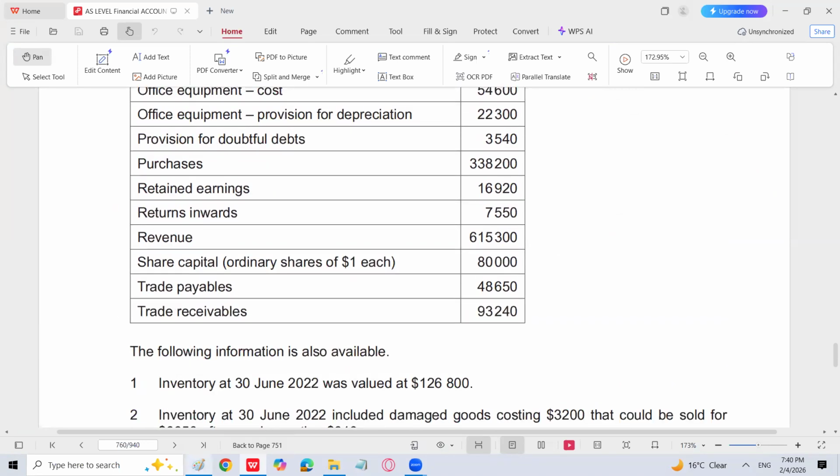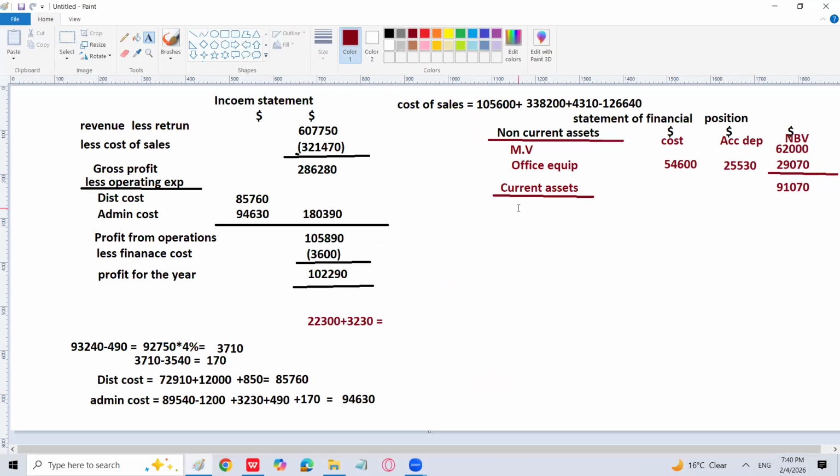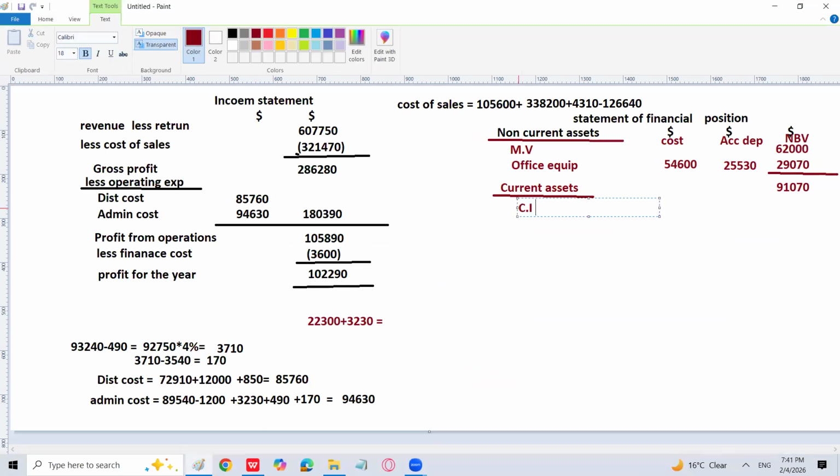Okay. Next, current assets. First of all, we need to write the closing inventory, but we need to write the correct value of closing inventory, which is not the same which we were using actually, right? Because there was some amount which needs to be adjusted, the damaged inventory. So the correct value of the inventory is going to be, we have to do that, I think. No, it is written here, 126640.